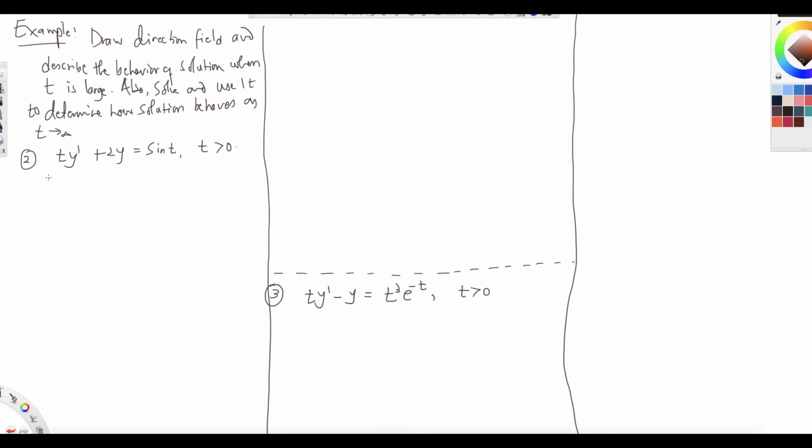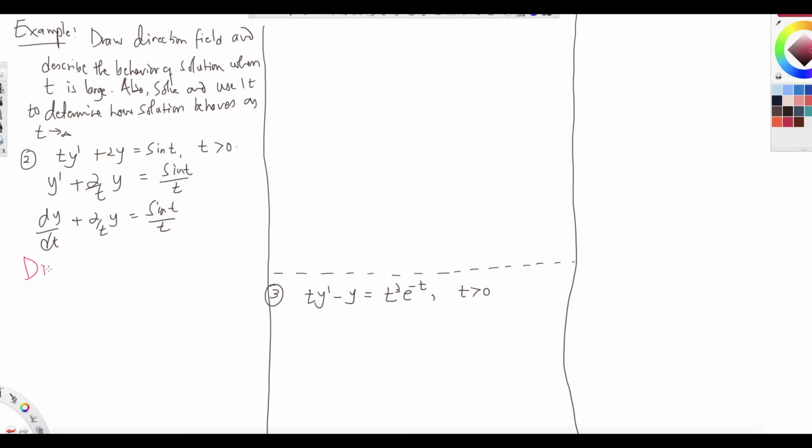What do you get? You get y prime plus 2 over t times y equals sine t over t, since I'm dividing both sides by t. This is in the form of dy over dt plus 2 over t y equals sine t over t. So you can write this in the form dy over dt plus p(t) y equals q(t), where p and q are functions of time.